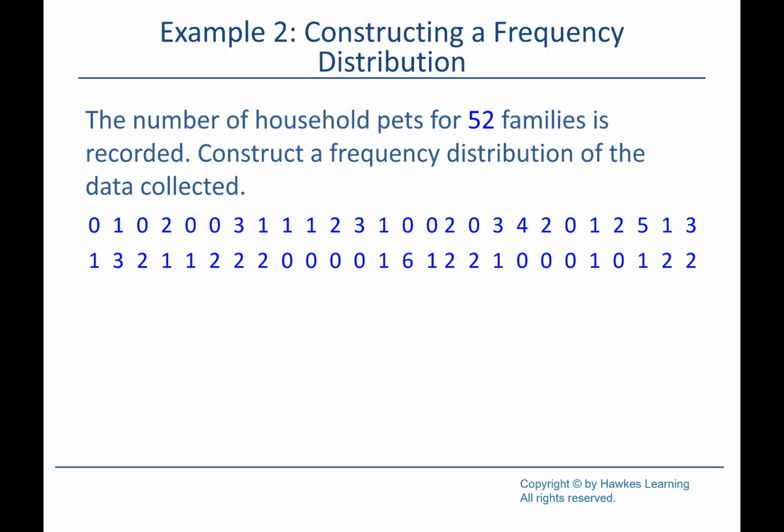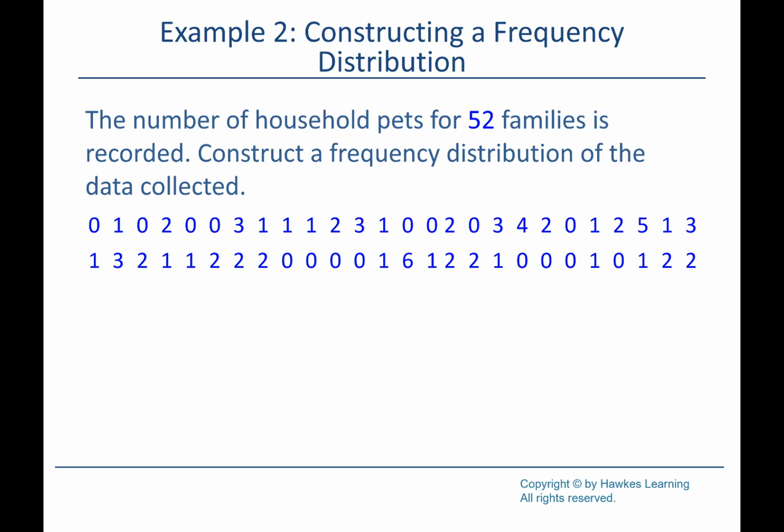So what we would have to do is make a row for each possible data value, for each possible number of pets. And then we just count how many belong to each row. Like our first row, we could start with the most or the least, which would be the typical way to do it. Here it looks like 0 would be a good place to start.